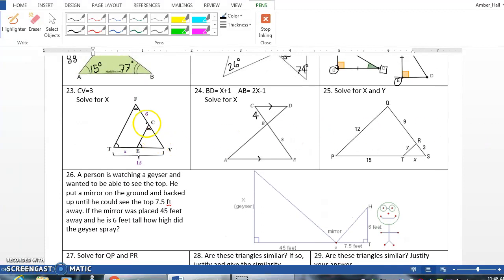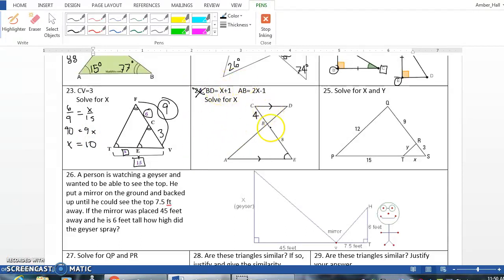23. CV is 3. Solve for X. We know that TV is 15, so we're going to need this entire length, FV, which is 9, to be able to set up a proportion. Because X corresponds with 15 and 6 corresponds with 9. So we have 6 over 9 equals X over 15. Cross multiply, 90 equals 9X. So X equals 10.